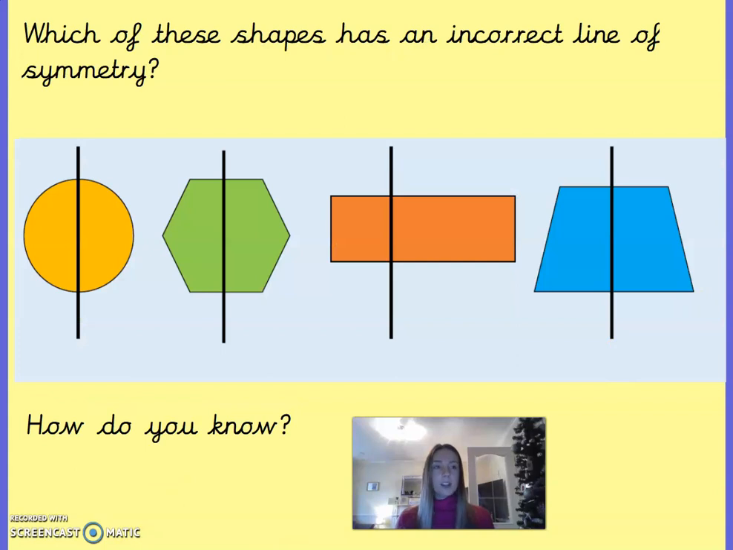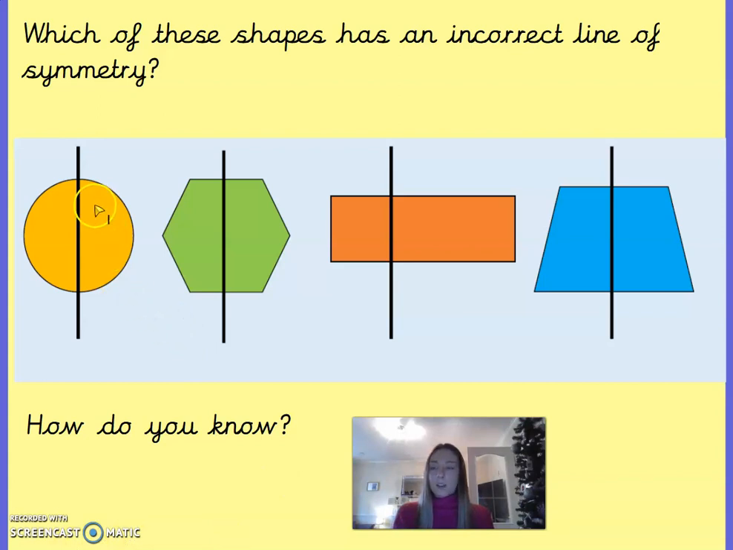Okay, this time the lines have already been drawn for us, and we can see they're going from top to bottom, so they are vertical lines as well. Which of these shapes has an incorrect line of symmetry? Can you pause the video and explain to somebody which shape does not have a vertical line of symmetry? Which one has been drawn incorrectly, and how do you know?